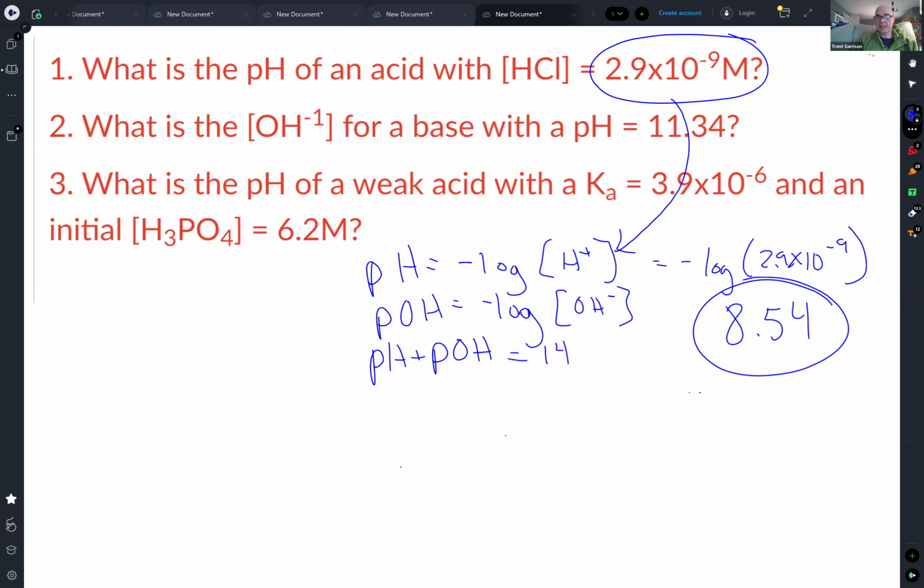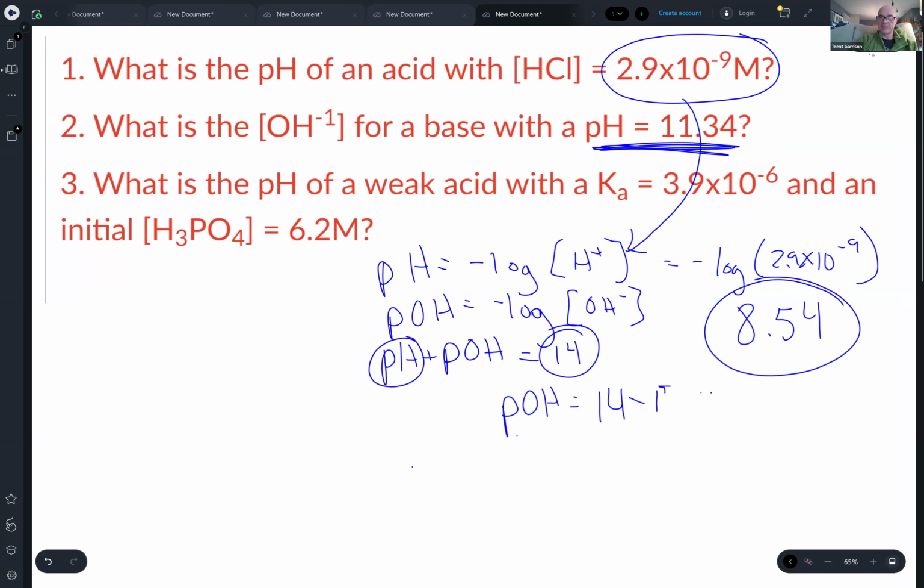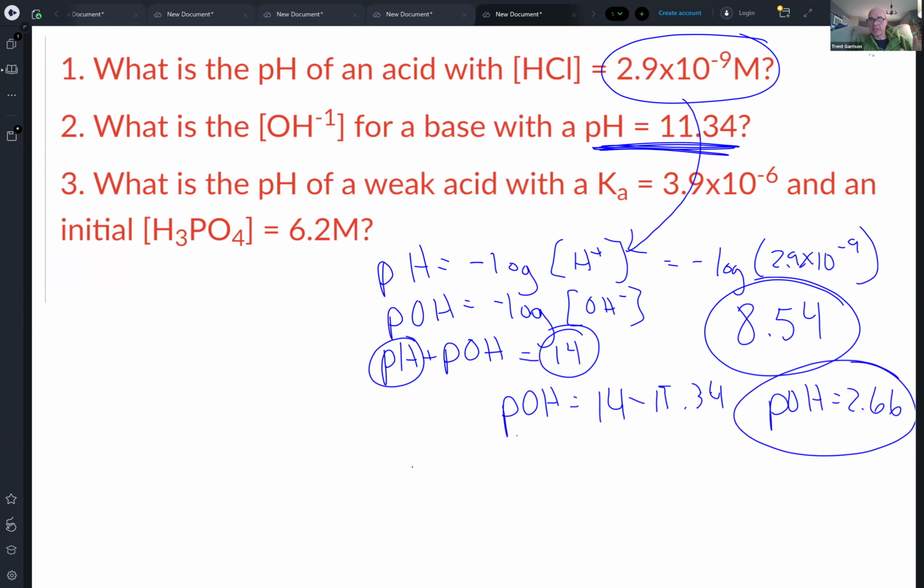Now, number 2, it's asking for the hydroxide ion concentration. But notice we don't have a pOH, so it's not just the same problem in reverse. What we first got to do is put that into this equation because we do have 14 and 11.34, so it'll tell us what our pOH is. It will be equal to 14 minus 11.34. So 14 minus 11.34, that is 2.66.